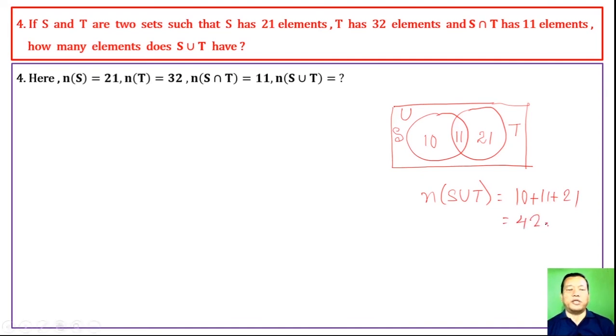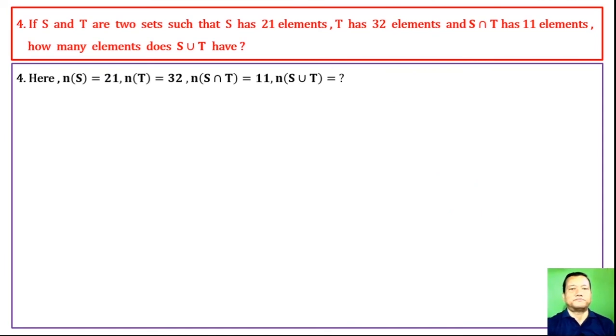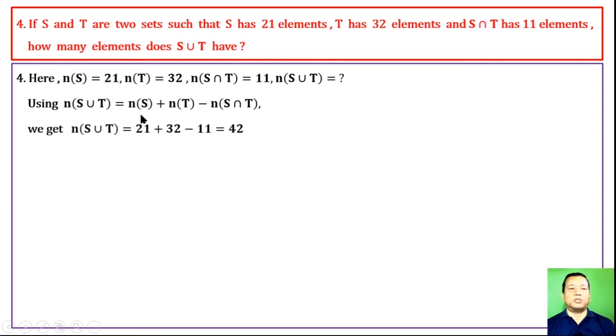Using n(S ∪ T) = n(S) + n(T) − n(S ∩ T). Respective values: n(S) is 21, n(T) is 32, n(S ∩ T) is 11. We get 42. Implies n(S ∪ T) is 42.